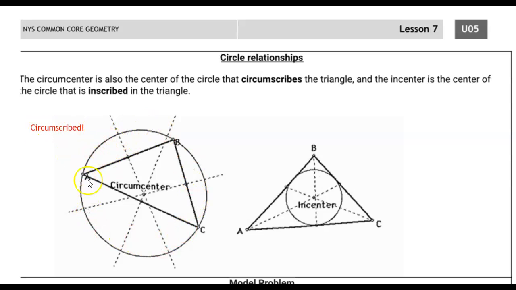This circle is drawn around the triangle, whereas this circle is drawn inside the triangle. It is inscribed in the triangle. So we say that circle is inscribed. It is an inscribed circle. Similarly, we say this is a circumscribed circle. So a circumscribed circle has a circumcenter, a center that is where all the perpendicular bisectors intersect. And this inscribed circle has an incenter where all the angle bisectors intersect. Just another set of words that you have to remember for later.